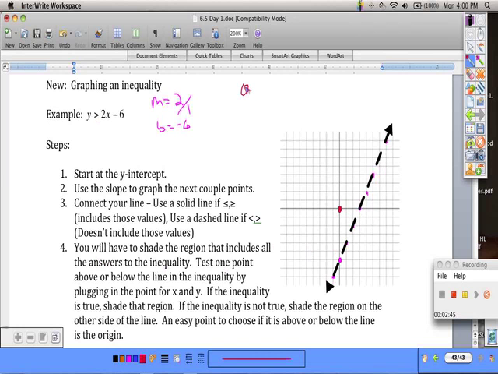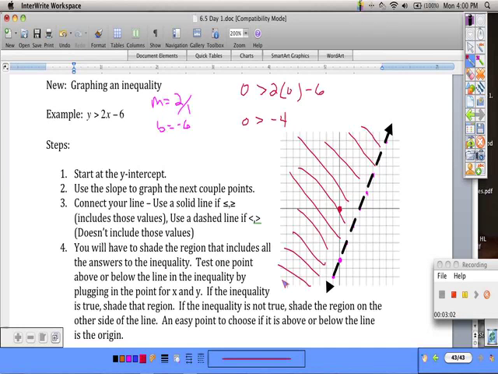0 is greater than 2 times 0 minus 6. And we ask, is that a true statement? If the answer is yes, we shade that side of the line. So any point over here will make the inequality true. We could have picked a point on the other side, say 5, -1. So now -1 is greater than 2 times 5 minus 6. Is -1 greater than 4? No. So we shade the side that does not contain 5, -1. So this shaded region represents all of the points that will make this inequality true.